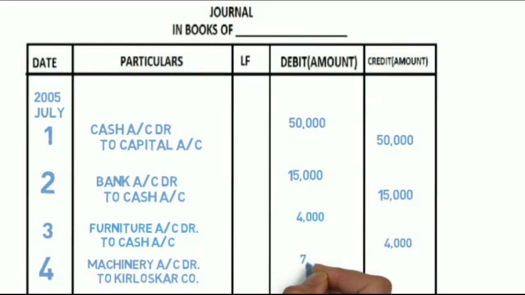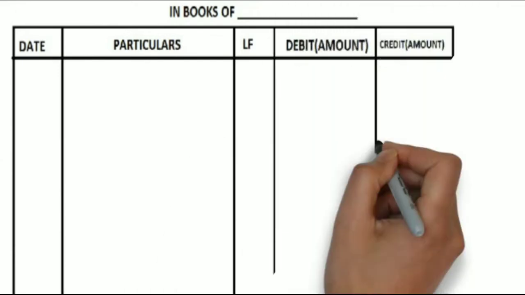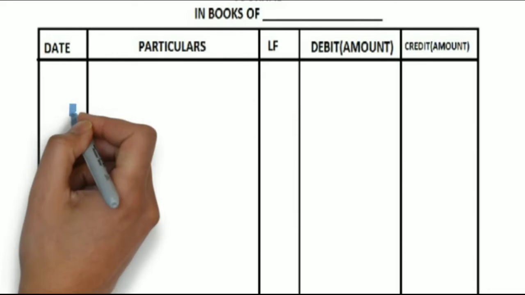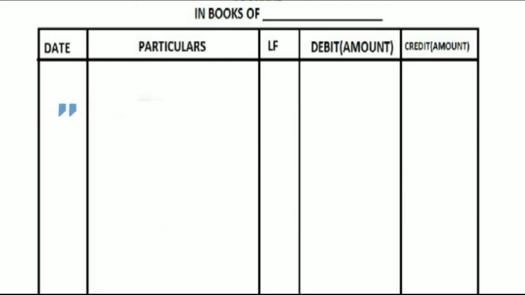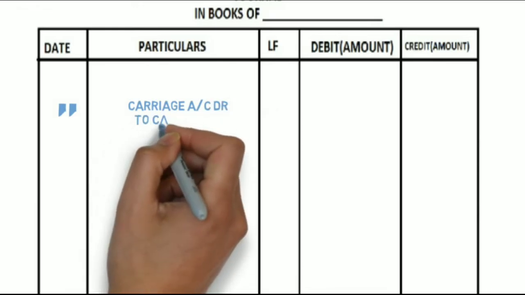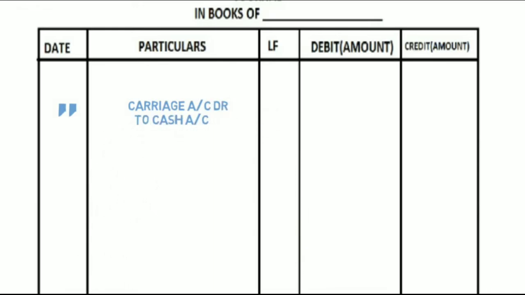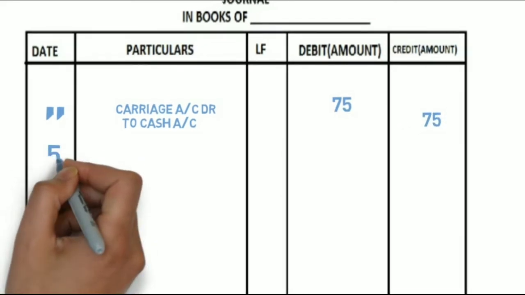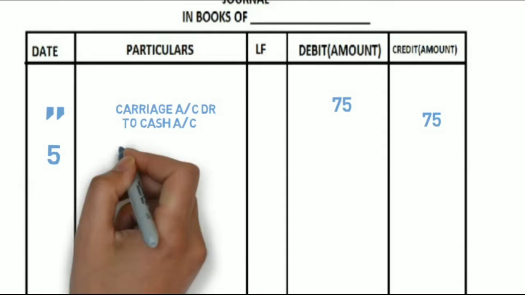Now on the same date we have paid for carriage. Carriage is an expense. Okay, so two accounts reflecting here are carriage and cash. Okay, so our expense is increasing and the cash is decreasing. So carriage account debit to cash account. On 5th, bought goods from Thomas and Co. 12,000.